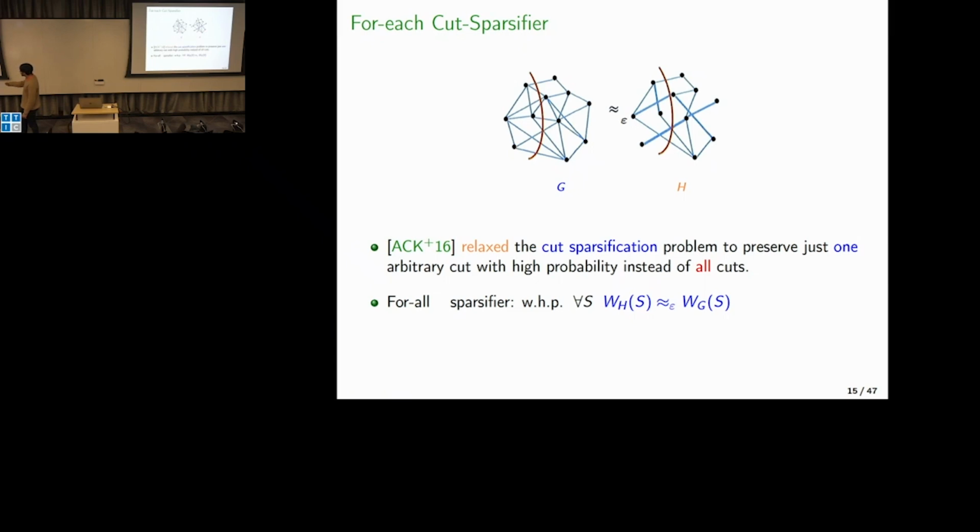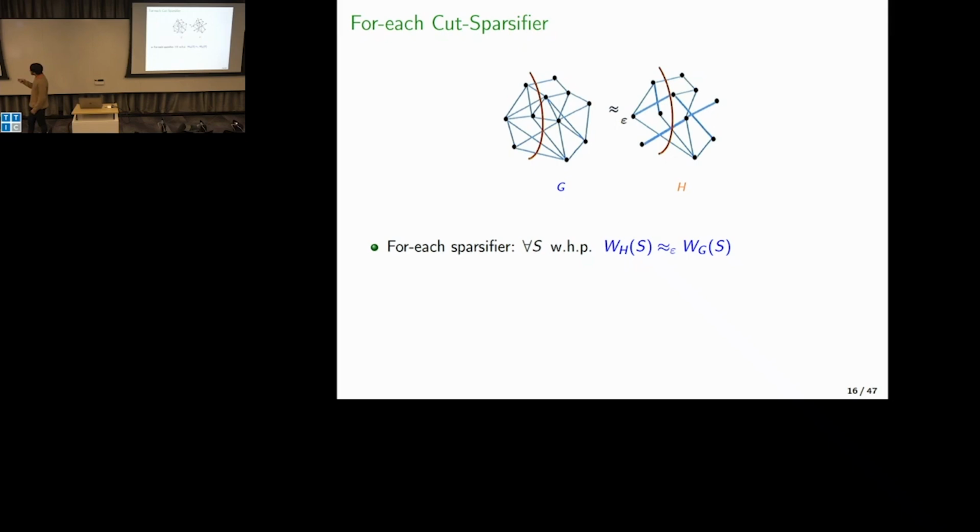For all cuts, you have to preserve that value. What for-each sparsifiers are saying, I'll just flip the order of these two. So I'll say for each cut, it is true that with high probability it's preserved. And this means we can union bound over polynomially many. So this high probability is 1 minus 1 over poly n. So you can union bound over polynomially many cuts and preserve polynomially many cuts, but not exponentially many cuts. Okay.